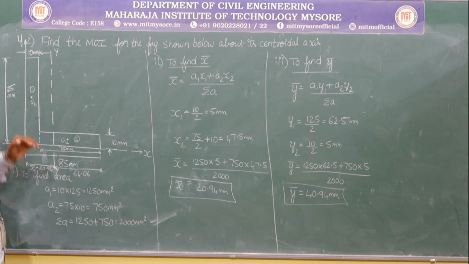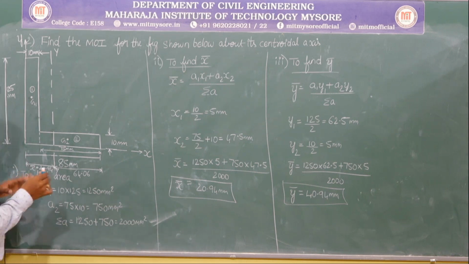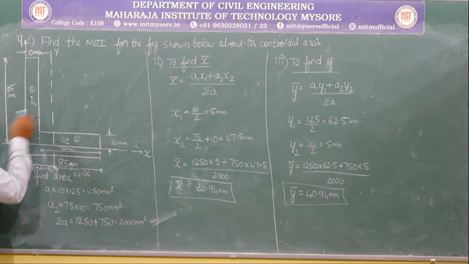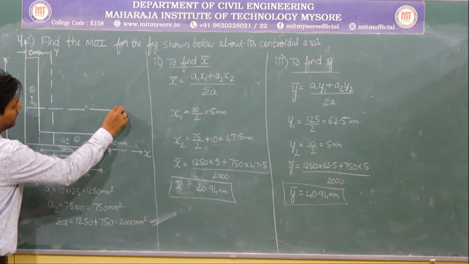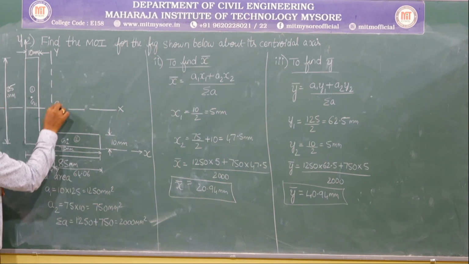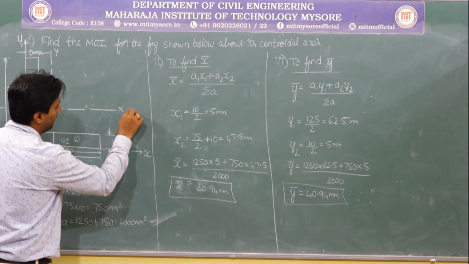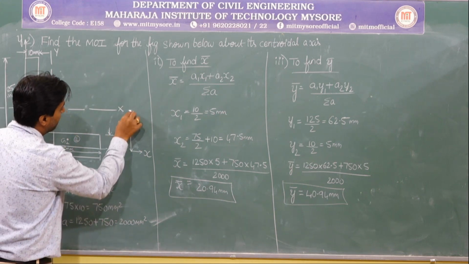Similarly, let me mark in the y direction also. In the y direction, it is 40.94. From here to here it is 62.5, and I want 40 point something, so it will be somewhere here. I will mark this as XX. The point where the two are meeting is called the centroid. And this vertical distance is nothing but the y bar value.